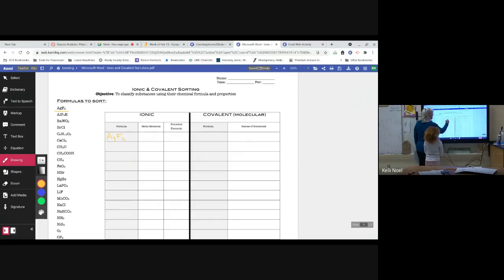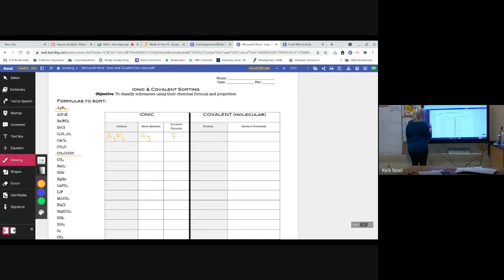So Ag, non-metal element F. So you've done this, we've done this one right here. Trying to look at another one. Let's go down here to this one right here.